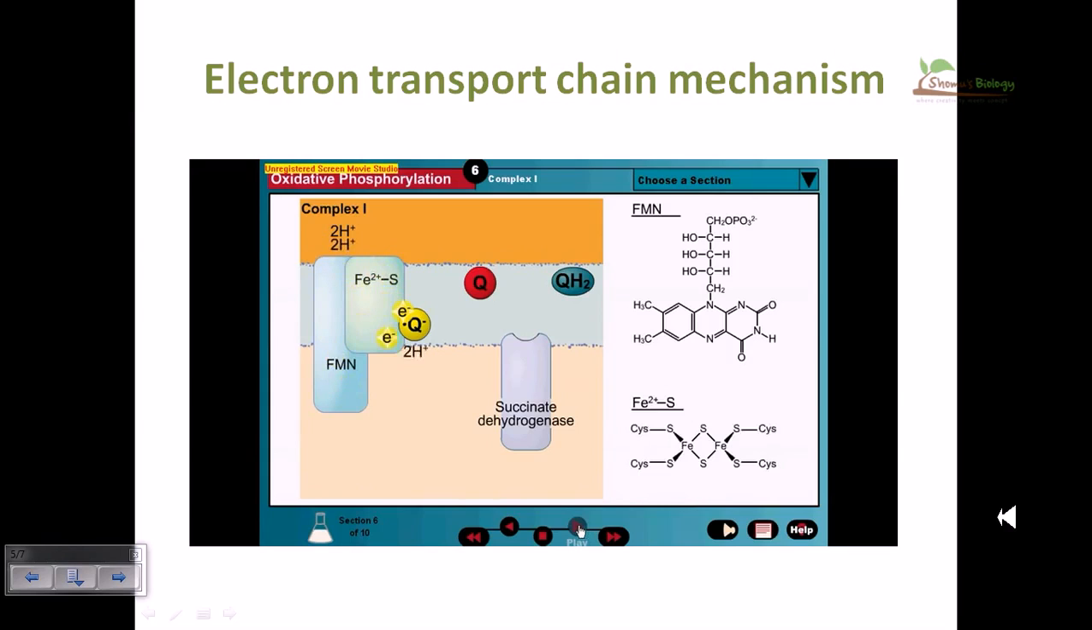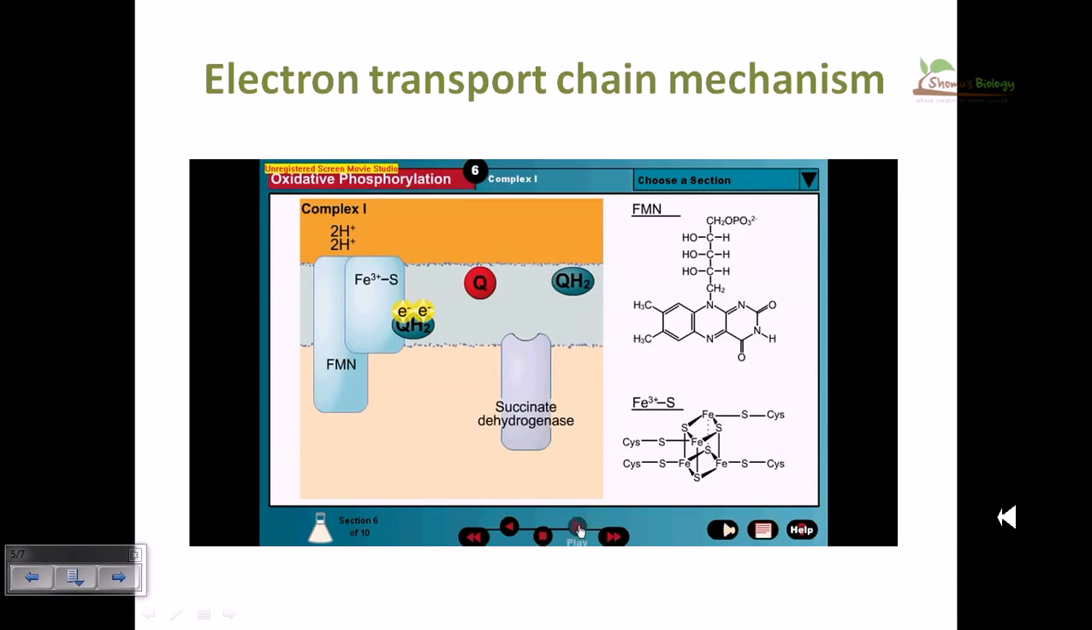Ubiquinone is a mobile electron carrier that is freely diffusible within the lipid bilayer. For every pair of electrons transferred, complex 1 concurrently translocates 4 protons from the matrix to the intermembrane space. A proton wire is formed as the protons are rapidly relayed through hydrogen-bonded amino acids within complex 1.